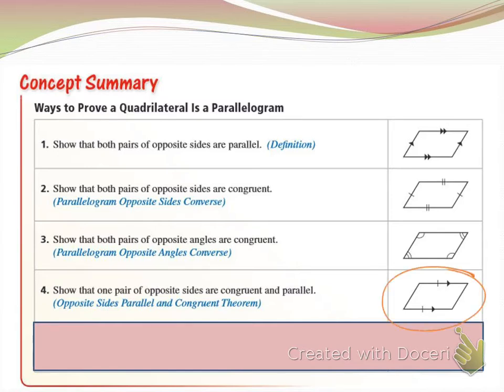So if you were given a picture that showed that they were both parallel and congruent, you would write this property, that they are both parallel and congruent. But if they only show you that they're parallel, you would just say that the sides are parallel. It'll make sense when we do an assignment in a second. Promise.